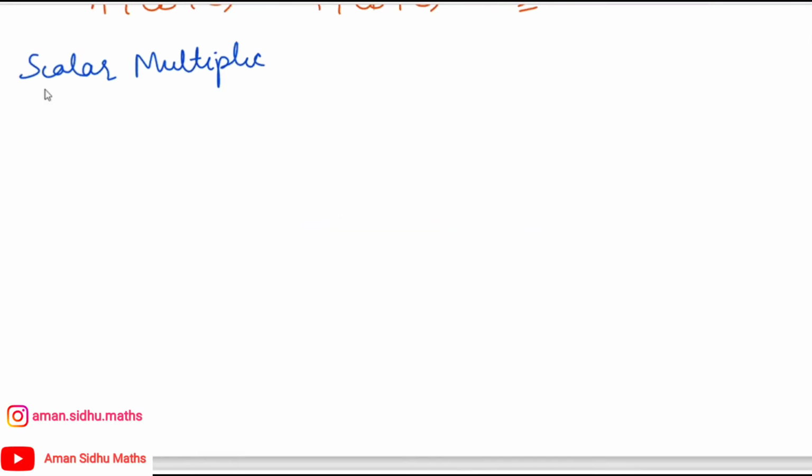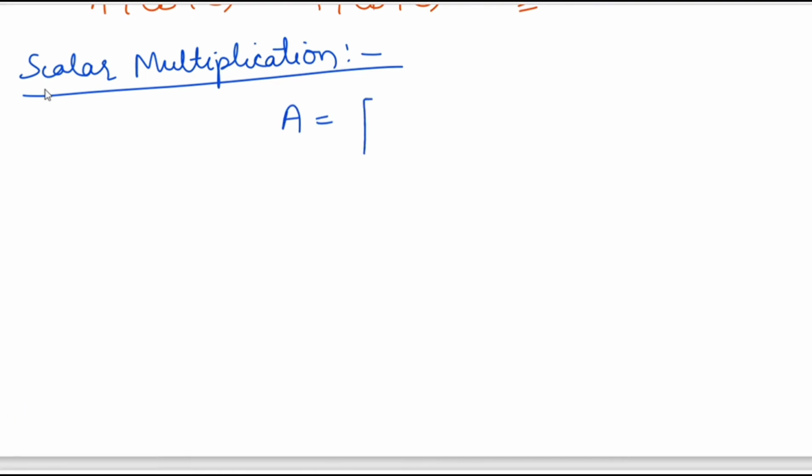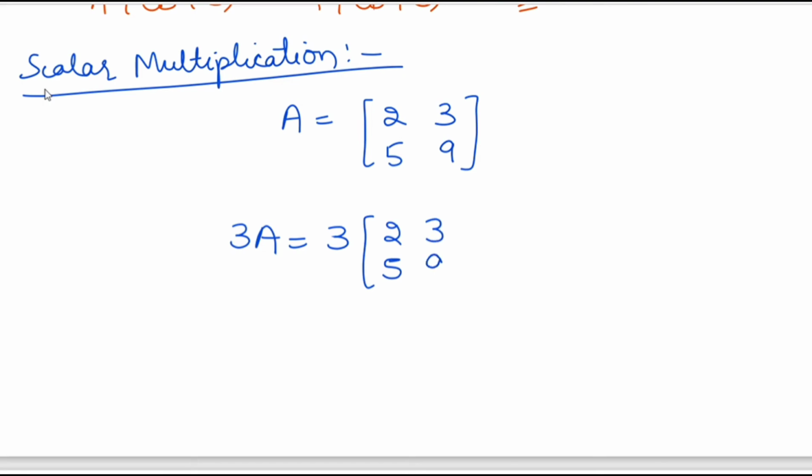Next is scalar multiplication. Let's suppose we have a matrix A whose elements are 2, 3, 5 and 9, and if I multiply this matrix with 3, that means 3 will be multiplied with all the elements. If we multiply a scalar, here 3 is the scalar, with a matrix, it will be multiplied with all the elements. That means we get 6, 9, 15 and 27.